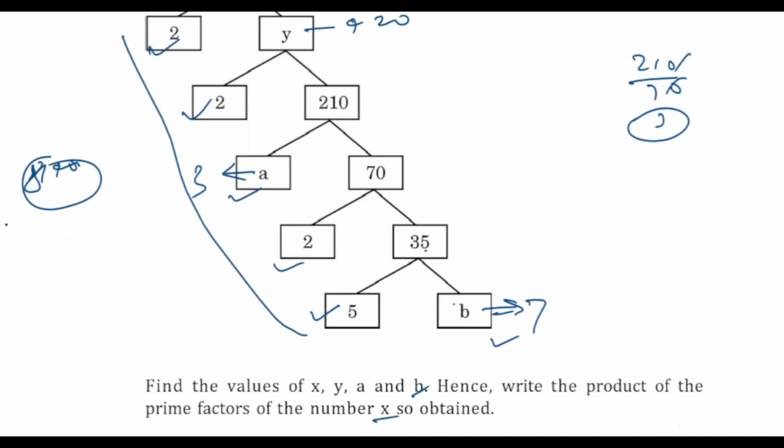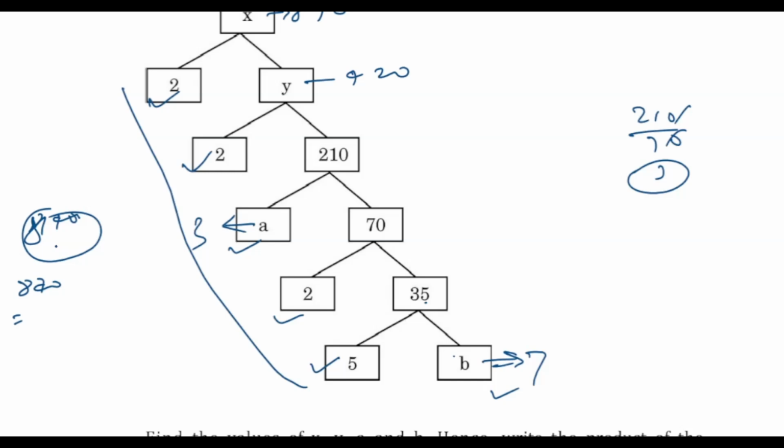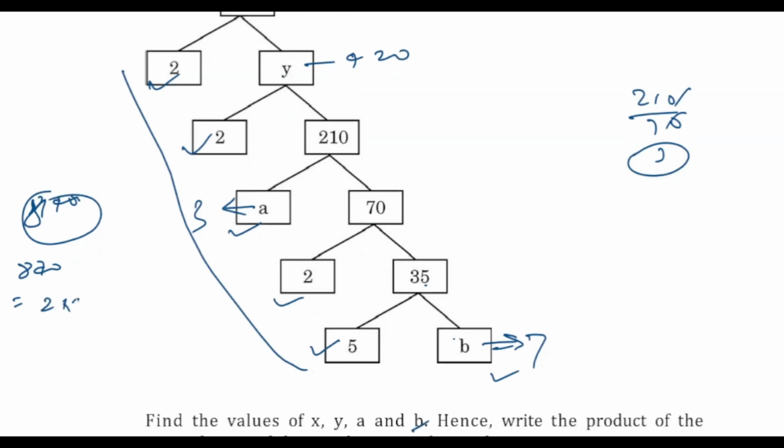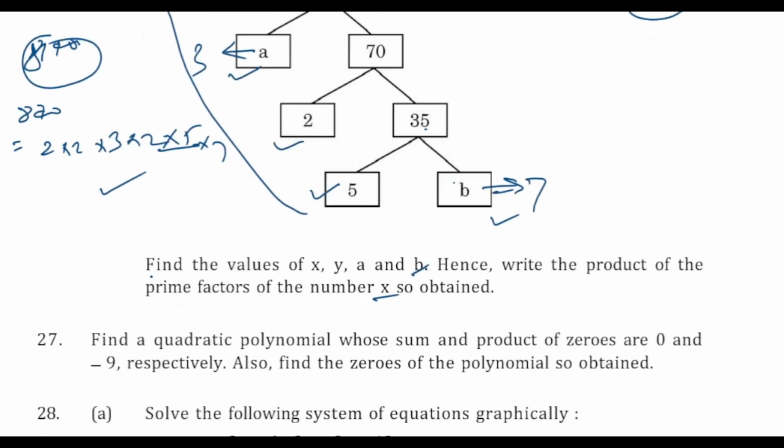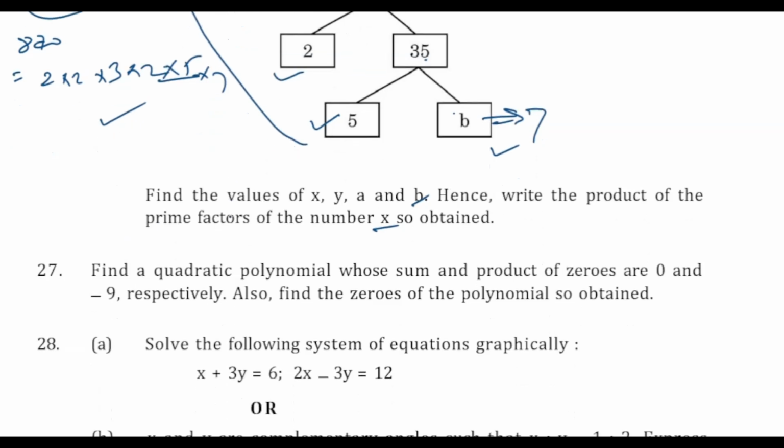So the prime factors of x, that is 840, will be 2, 2, 2, 3, 5 and 7. Here you can check also: 5 times 2 is 10, 10 times 84 is 840. This is question number 26.